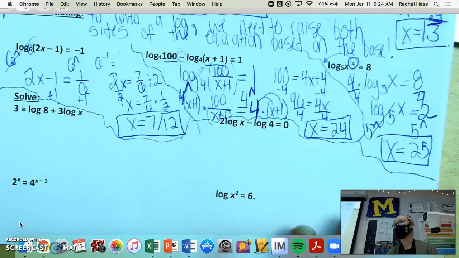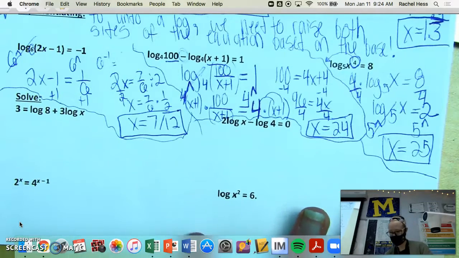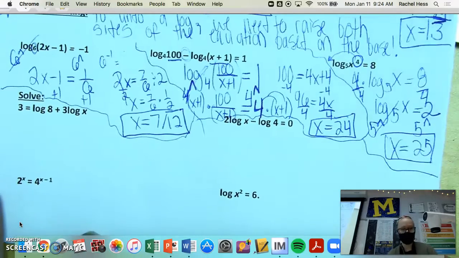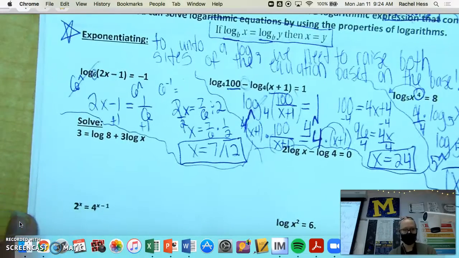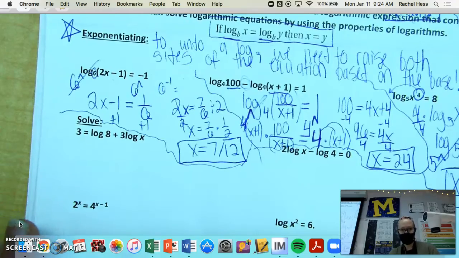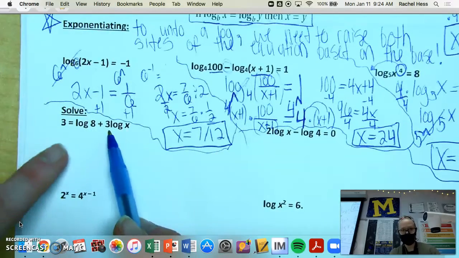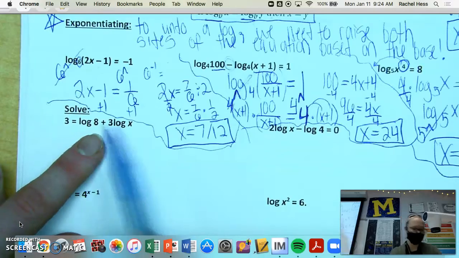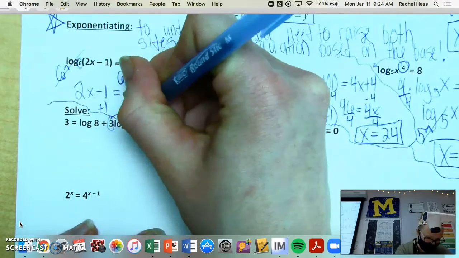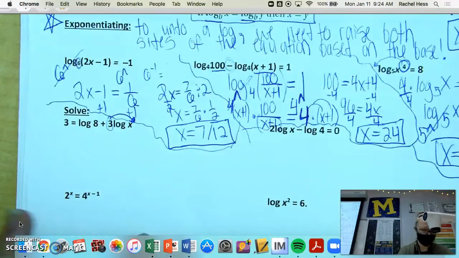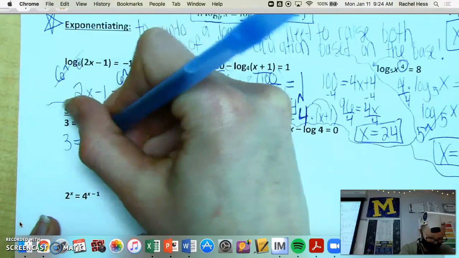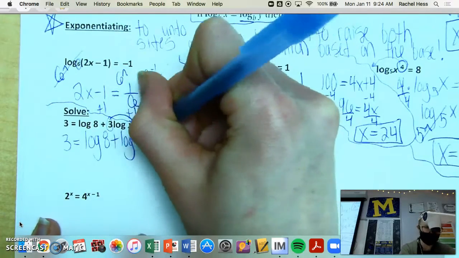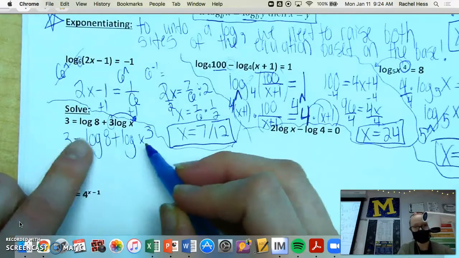Weird stuff. But hopefully, I know there's going to be a lot of examples today. But hopefully that makes sense. We're going to continue to do things like combining our logs. The issue I see with this next one is in order to add our logs, we can't do that if there's a 3 out front. So I need to put that 3 back in. And when I do that, that would give me x cubed, right? Then when I add logs, I can multiply.